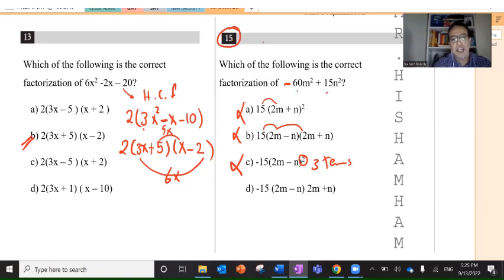If you take negative 15 as highest common factor, the remainder will be 4m squared minus n squared, which can be factorized to 2m minus n and 2m plus n.